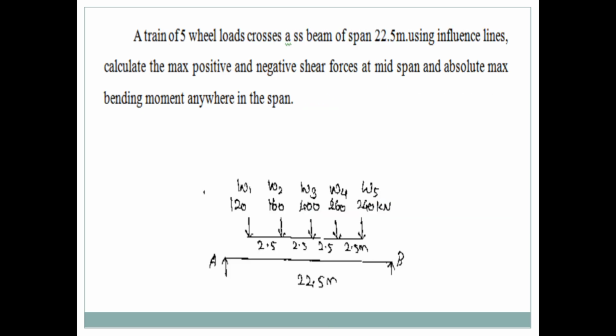And here there is an example problem. A train of 5 wheel loads crosses a simply supported beam of span 22.5 meter. Using the influence lines, calculate the maximum positive and negative shear forces at mid-span and the absolute maximum bending moment anywhere in the span. So here there is a simply supported beam. There is the action of external loads W1 120, W2 160, W3 400, W4 260, W5 240. The total span length is 22.5 meter, and the distance from each load W1 to W2, W2 to W3, W3 to W4, W4 to W5 is 2.5 meter.